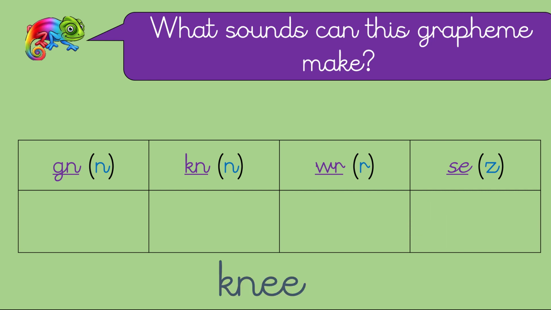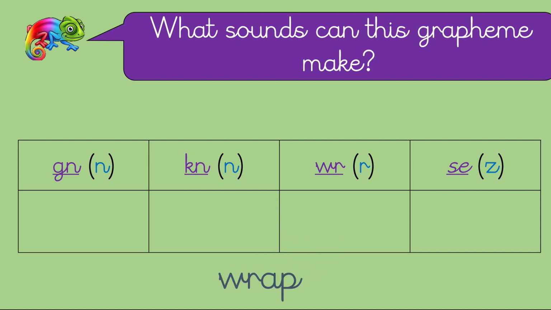Have a go at reading this one. And which one does it go into? Fantastic. E, knee. And it goes into the KN grapheme, which makes that phoneme. Have a go at this one. Super. It says right. And where does that go? Absolutely right. It's the W and the R.